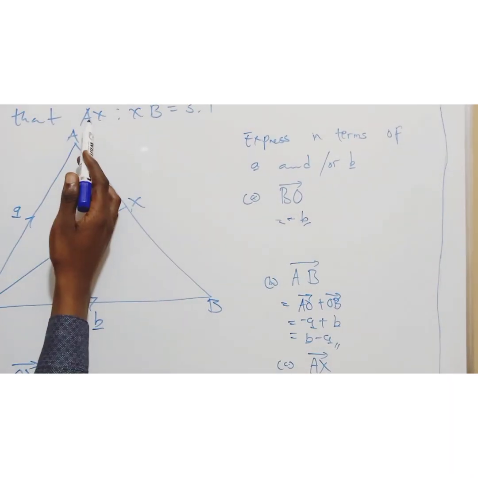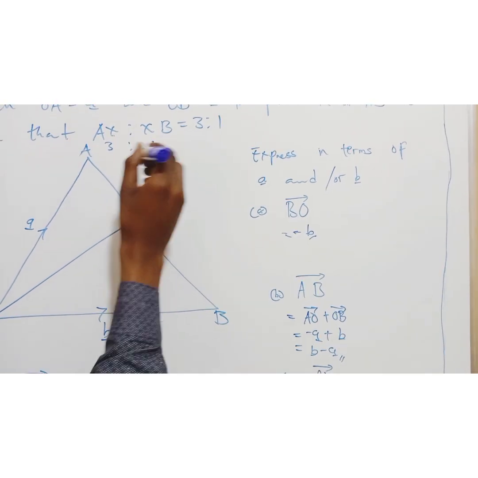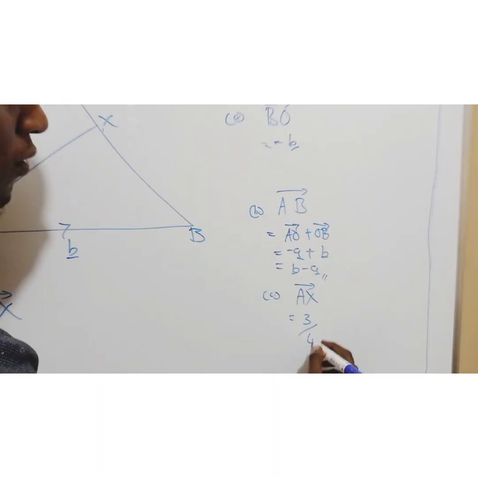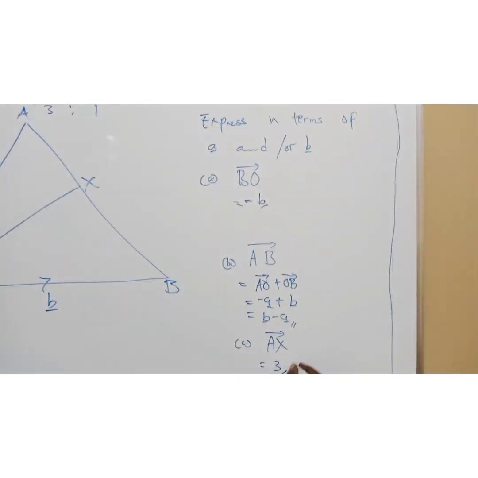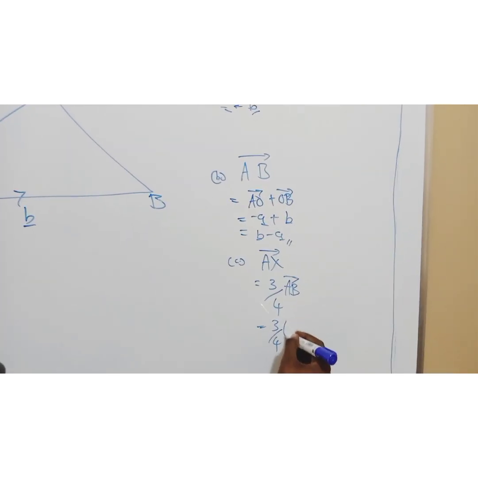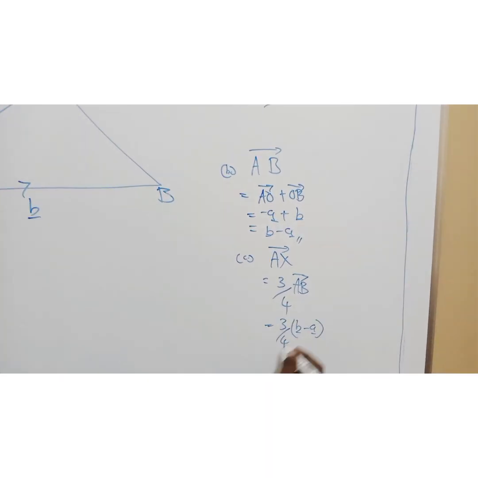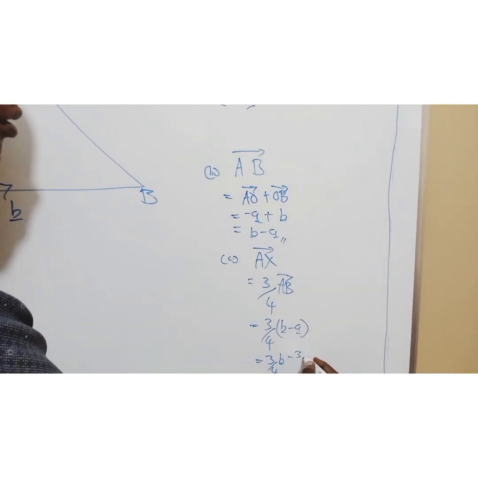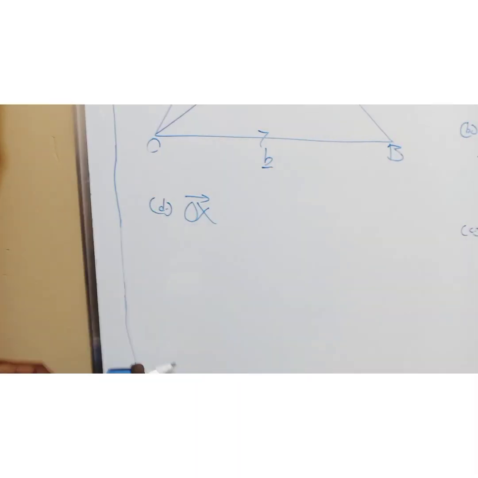So we have AX. This is very important. You see here the AX they gave us. AX, which is 3, XB, which is 1. So AX will be 3 over 3 plus 1, 4. What's the bigger vector? This AX, the bigger vector is AB. So we have 3 over 4. What is AB? We found AB here, B minus A. So if you want, you can break or leave it like this. Let's just break. That's 3 over 4 of B minus A. Done.